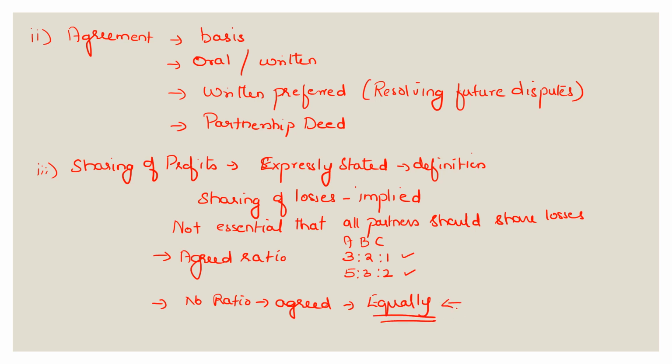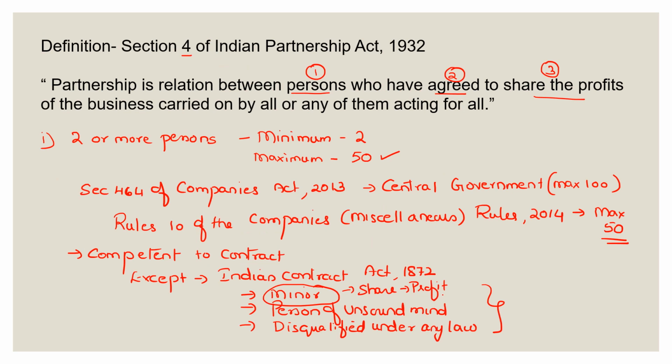This is one portion where students always have confusion, and when they find that they don't have a specified agreed ratio, they go in for capital ratio, which is wrong. If there is an agreed ratio, then the agreed ratio applies. If there is no ratio agreed, then they have to share it equally. So this was the third feature that we learned from the definition. Sharing of profits. Now, sharing of profits of what?